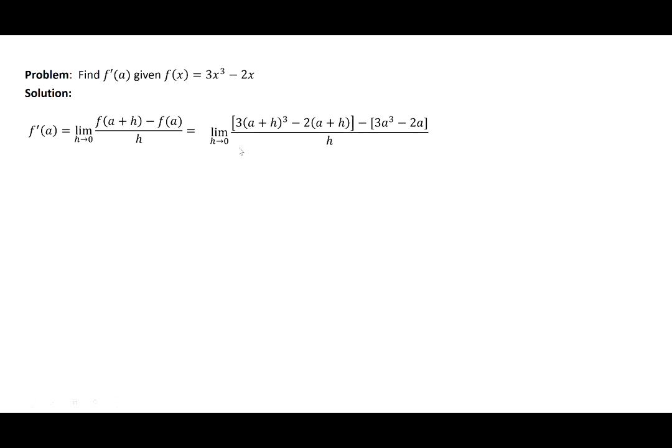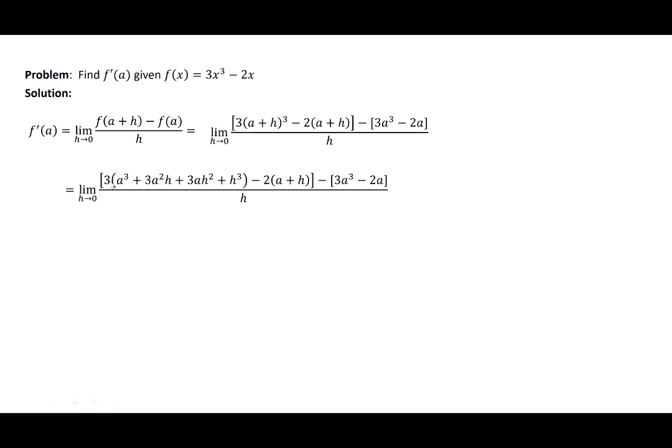So how do we compute this limit? Patiently. You just have to multiply this whole thing, subtract stuff, simplify, and then evaluate the limit. Now, do you know the formula for a plus b, the quantity cubed? a cubed plus 3a squared b plus 3ab squared plus b cubed. So that's exactly what I did. a cubed plus 3a squared h plus 3ah squared plus h cubed minus 2 times the quantity a plus h.